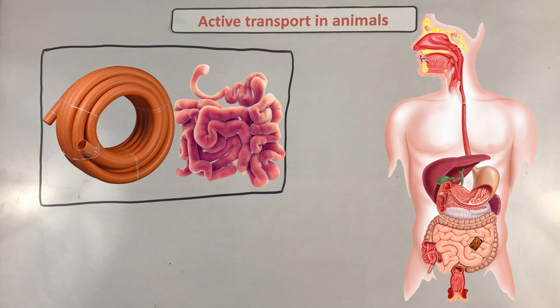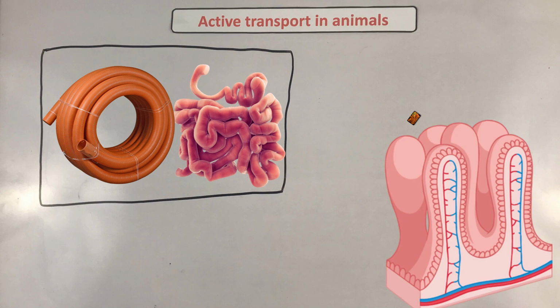Your food isn't absorbed in your stomach either, but in your small intestines. Remember these projections called villi? They line your small intestine and have a high surface area for absorption. Active transport is needed to get as much of these nutrients from your food into your body as possible.